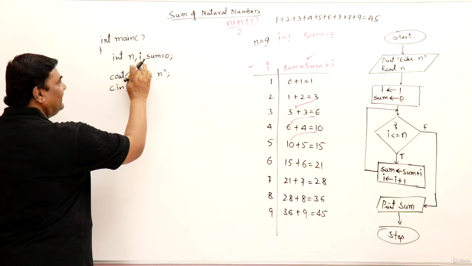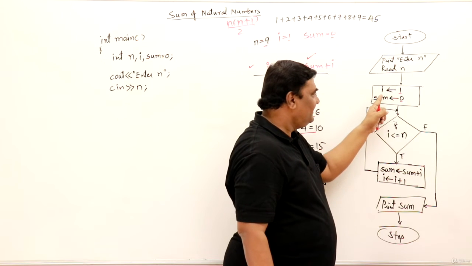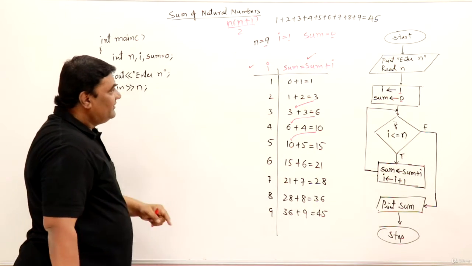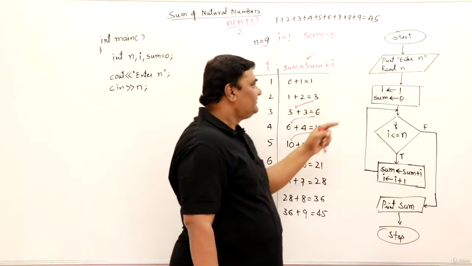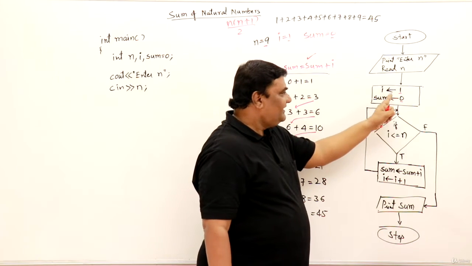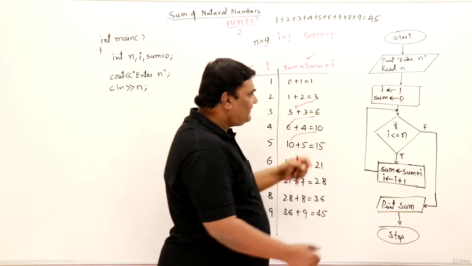I have n, i and sum. Look at the variables we need: n, i and sum. We need 3 variables, so I have taken 3 variables. First of all, we should read n. So I have already finished it. And I should start from 1 and sum is 0. Sum I have made as 0. Now I should start from 1.